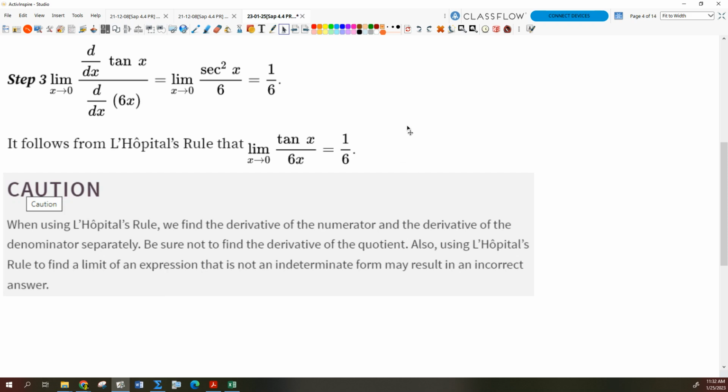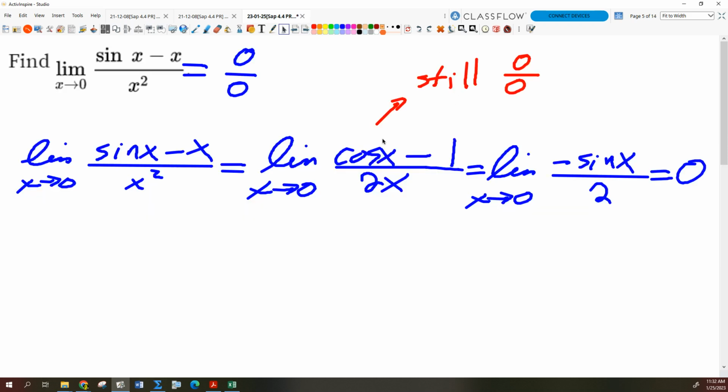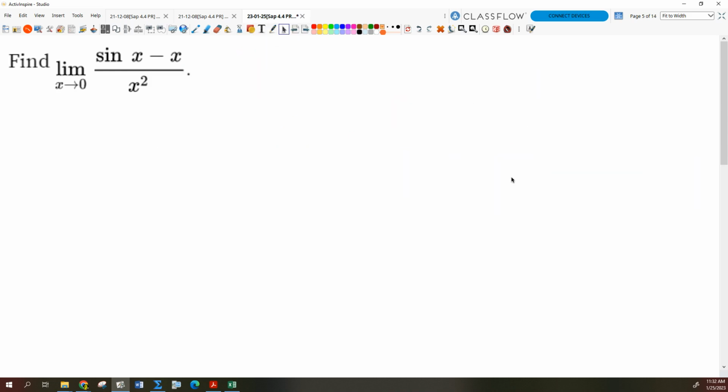Okay? Try another one. How about this guy? Let's try this one. So what's our first step? Yeah, we got to see if it's indeterminate. Well, if I try to evaluate this at 0, sine of 0 is 0. So I get 0 minus 0 over 0. So it is indeterminate, right? Okay.